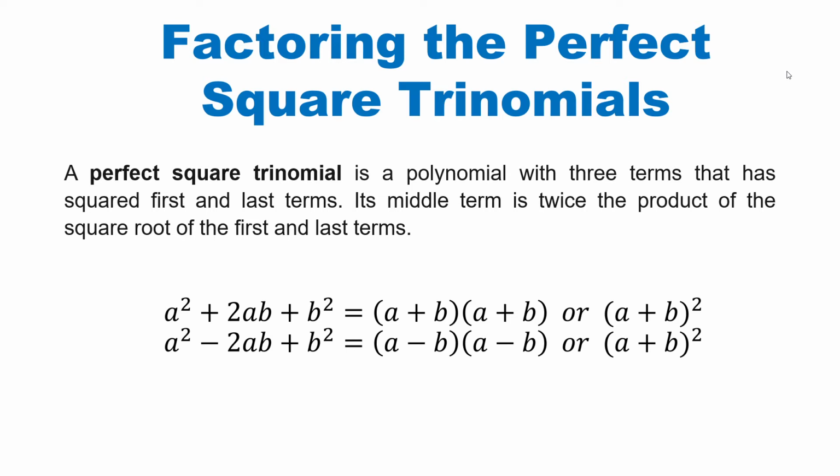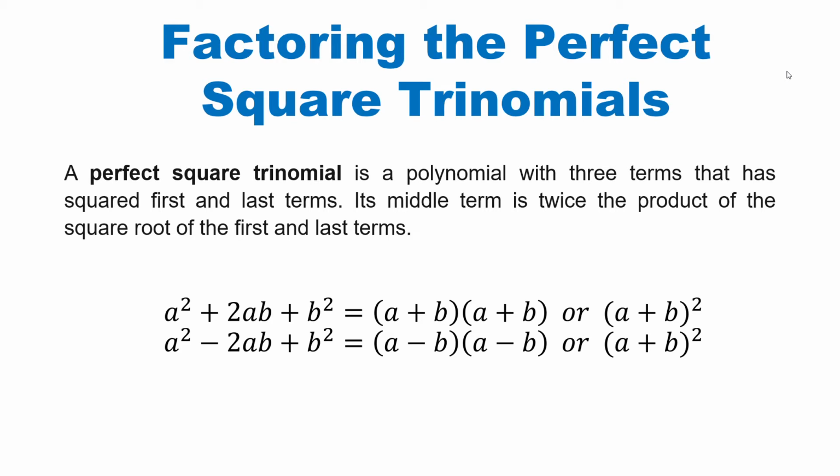Ang condition na yon, if kunin mo yung square root ng last and first terms, and kapag kinuha mo yung product ng square root ng dalawa, ang result niya ay kapag i-multiply mo sa 2 naman, pag nakuha mo yung middle term, ibig sabihin, yung given na trinomial is a perfect trinomial. Again, dapat yung middle term twice the product of the square root of the first and last terms.